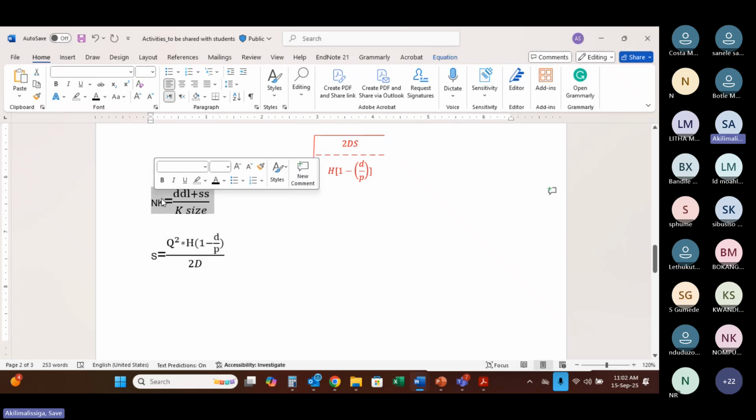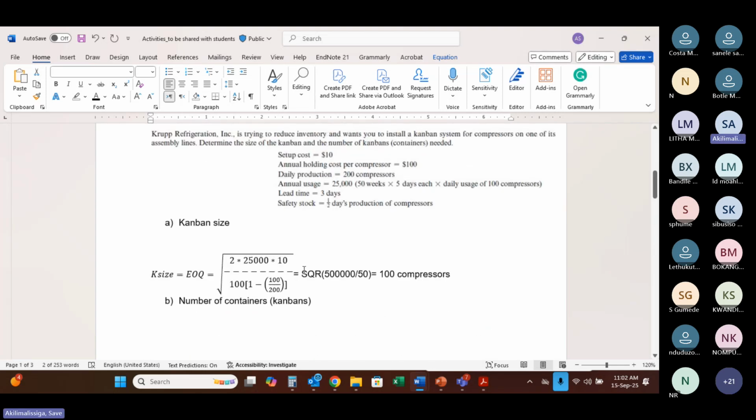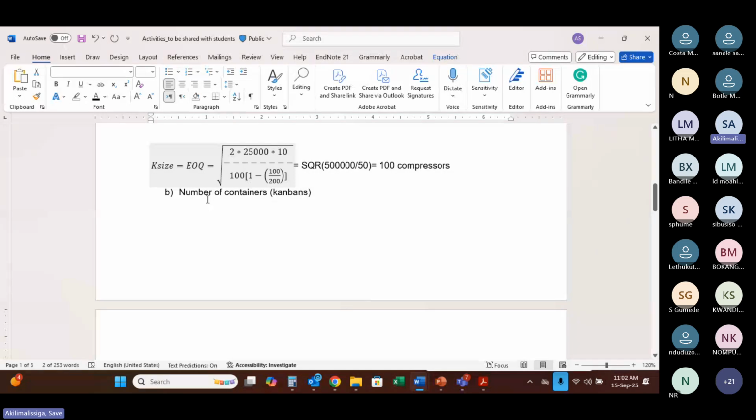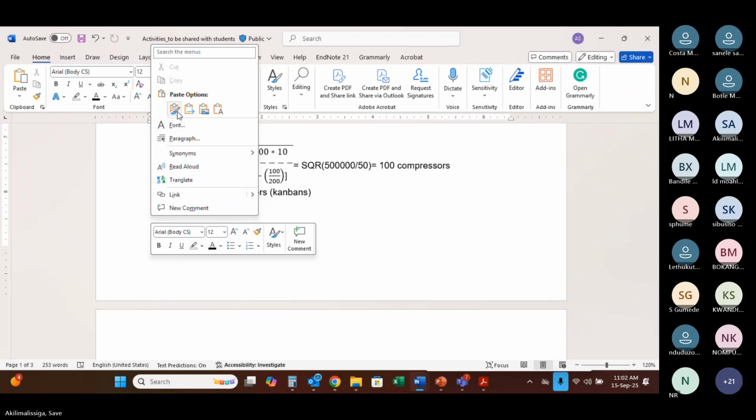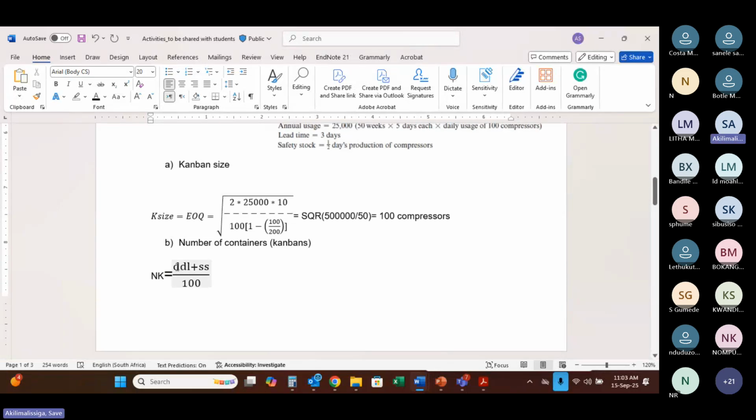So let me just copy this formula here. Obviously, during the test, you won't be provided with the formulas, right? I'm even doing this because I want to do copying and pasting, because otherwise it's going to delay us if I have to write everything down. So here's the formula. We are calculating the number of Kanbans. So in this case here, we already have the Kanban size. We calculated it there, so that is 100. We can even write it there. 100 compressors.